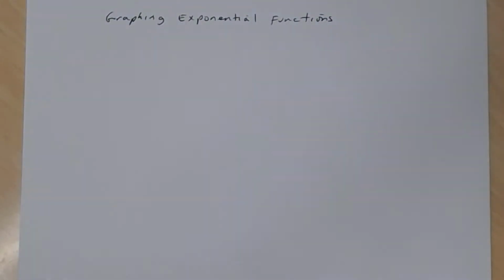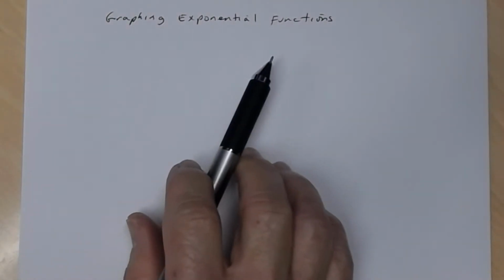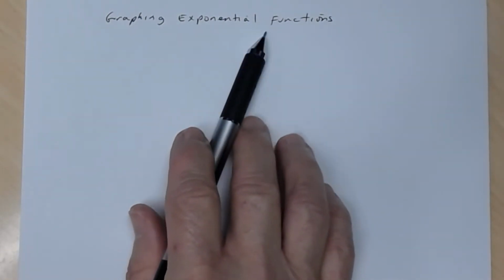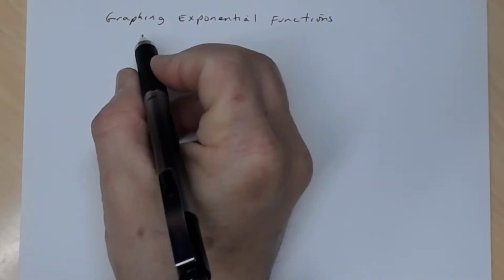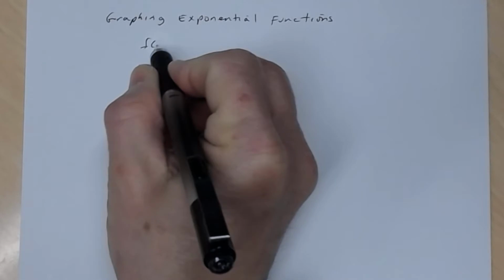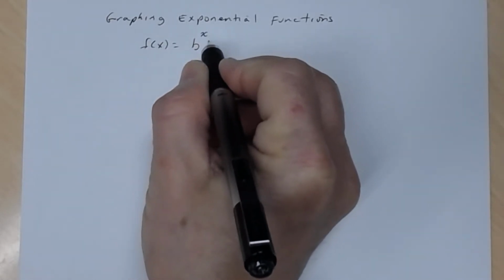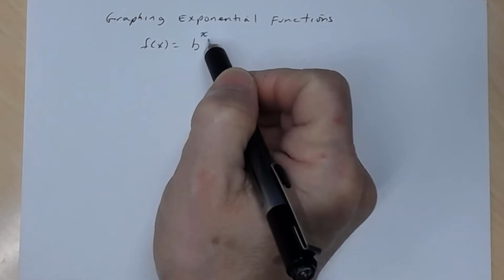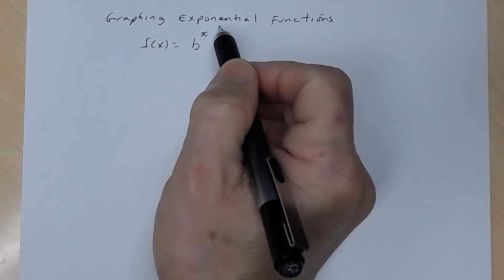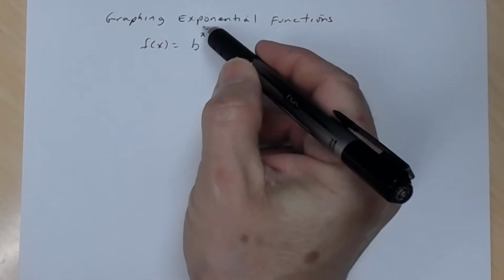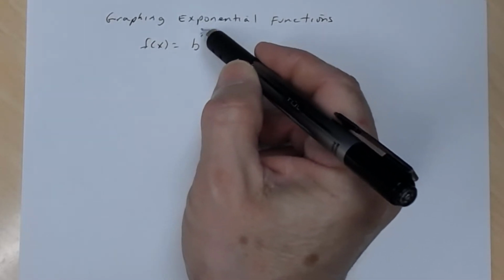Okay, so in this lesson, you're going to learn how to graph exponential functions. All right, so let's talk about what exponential functions are. An exponential function has this form: you have some base raised to an exponent, and in this exponent you see a variable. That's what makes an exponential function. The variable is in the exponent.